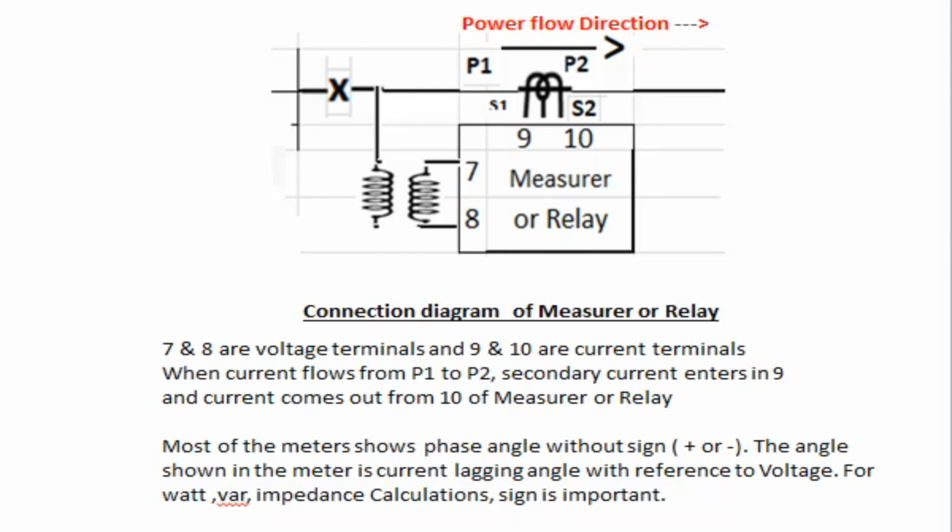Most of the meters show phase angle without sign, that is plus or minus. The angle shown in the meter is the current lagging angle with reference to voltage. For watt, var, and impedance calculation, the sign is important.